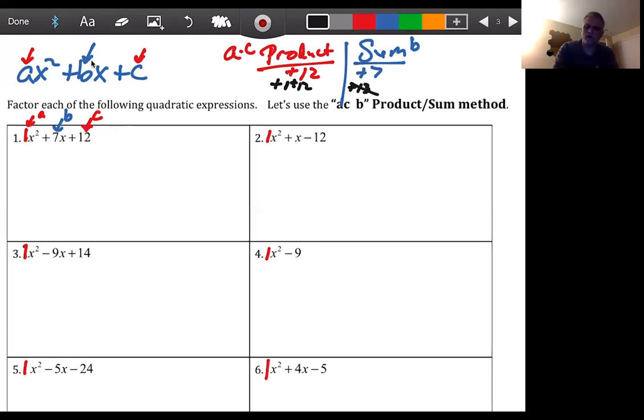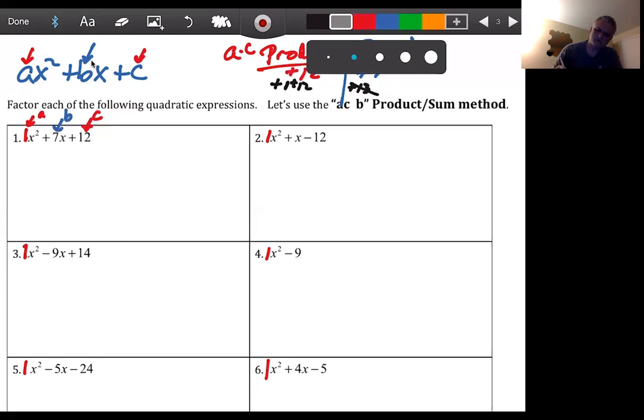Okay, so if it's not 1 and 12, could it be 2 and 6? Well, I mean, positive 2 and positive 6, if I add them together, I get positive 8. Close is not good enough. You've got to have positive 7.